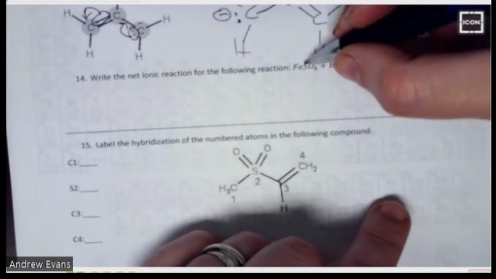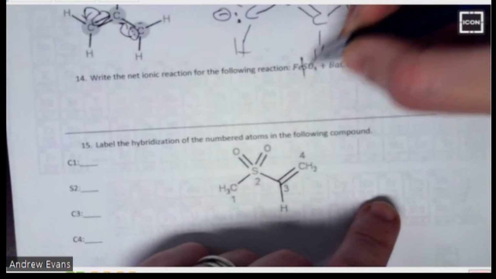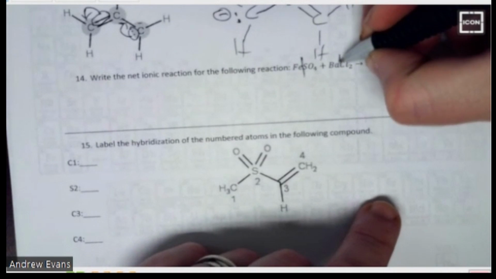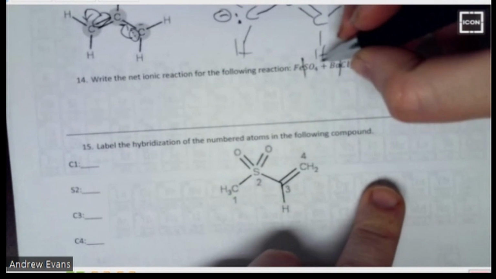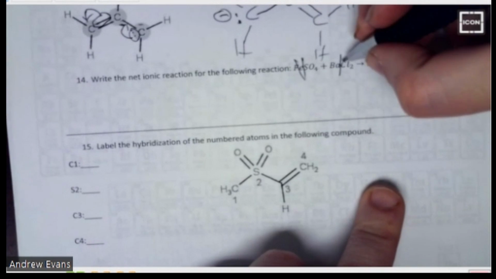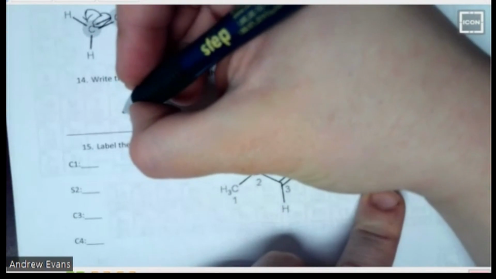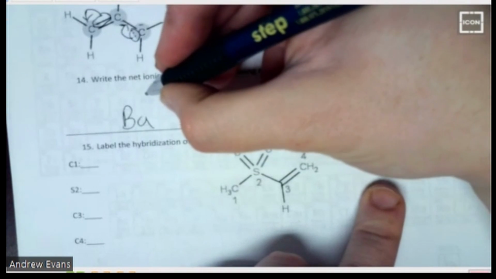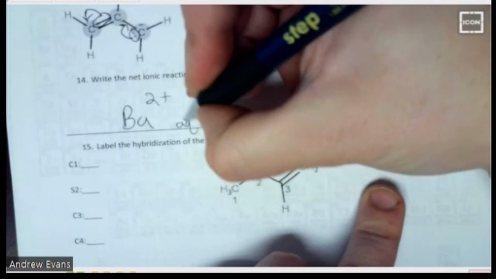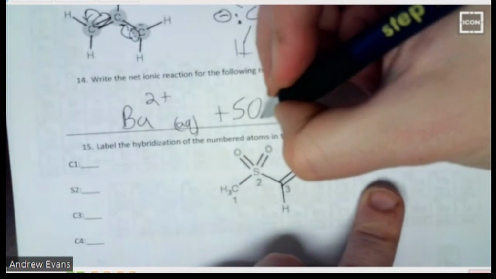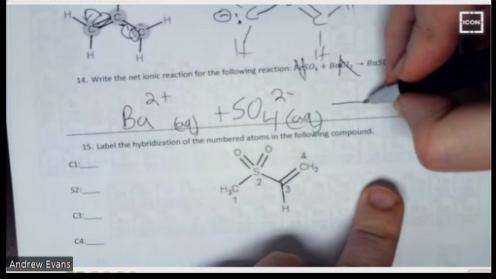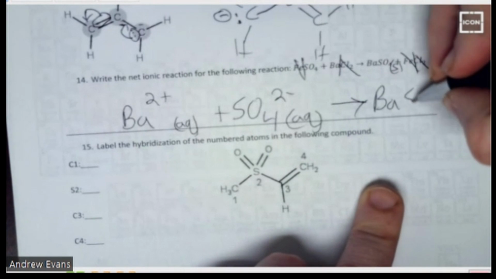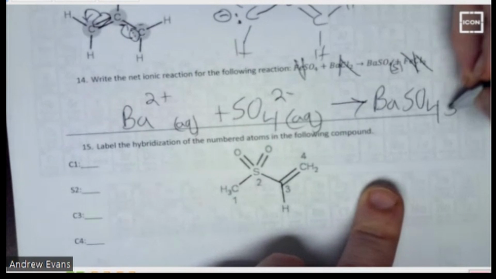This guy, you look up the structures, iron and sulfate, soluble. Barium chloride, soluble. Iron chloride, soluble. Barium sulfate, insoluble. All said and done, iron cancels out, chloride cancels out. The structure you should have had is something like this. So you want the net ionic, so it shows what is happening. We are forming a solid.